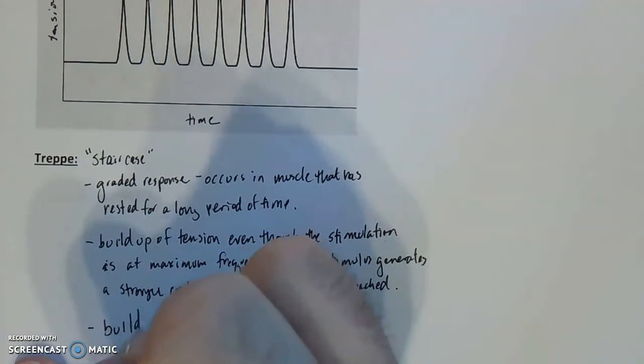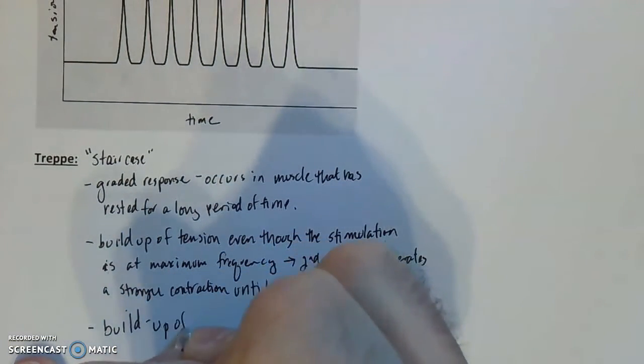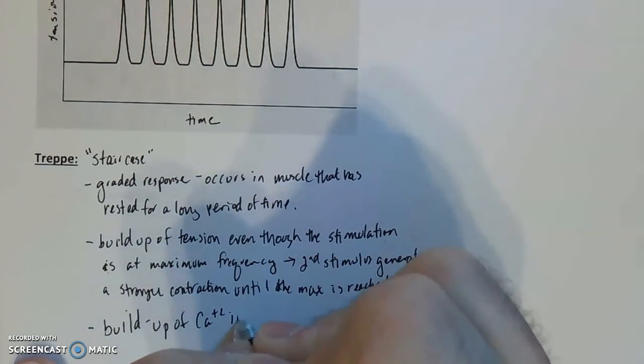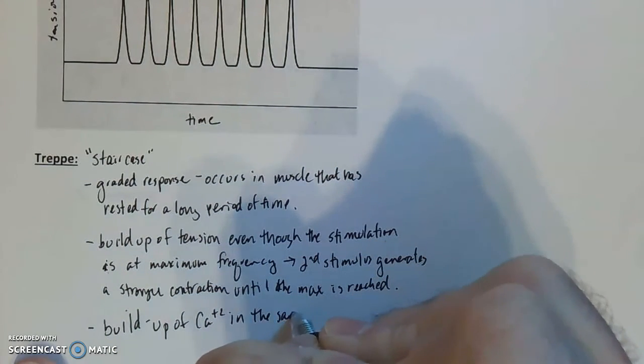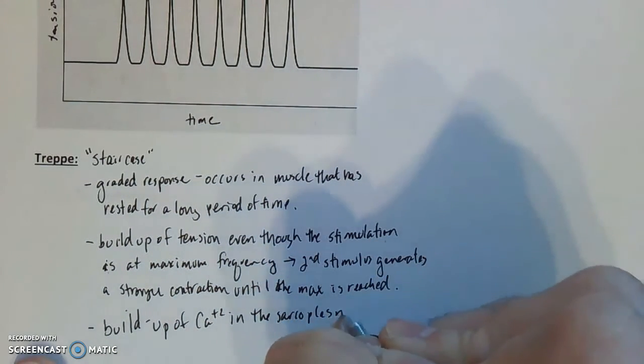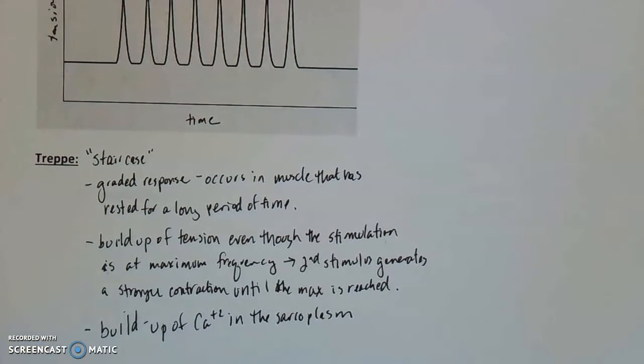So we end up with a buildup of Ca+2 in the sarcoplasm. So only so much can be released from the sarcoplasmic reticulum, but it doesn't have a chance to get pumped back in because as soon as it gets pumped back in, it's released again. So it takes a little bit of time for all of the calcium to be released, or the majority of it. But this helps us because we can't go straight to maximum contraction.